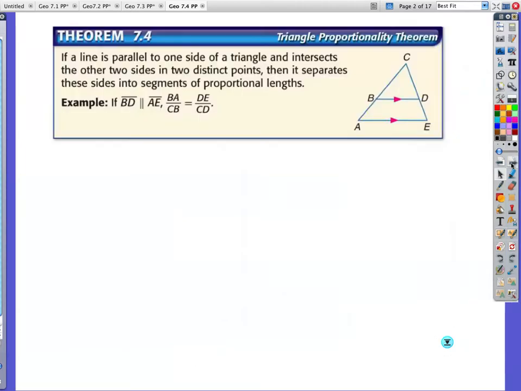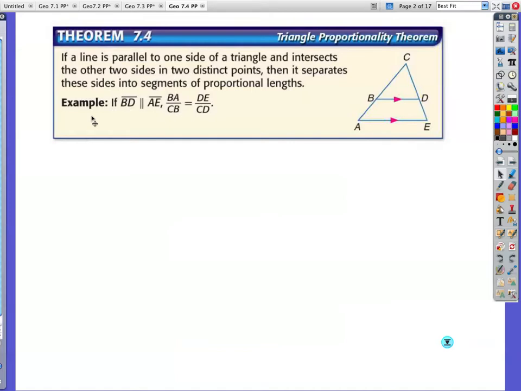All right, triangle proportionality theorem. You at least need to draw the picture and probably have this written in this part right here. You don't have to write out those words, but let me read them out loud to you right now. If a line is parallel to one side of a triangle and it intersects the other two sides in two distinct points, then it separates these sides into segments of proportional lengths.